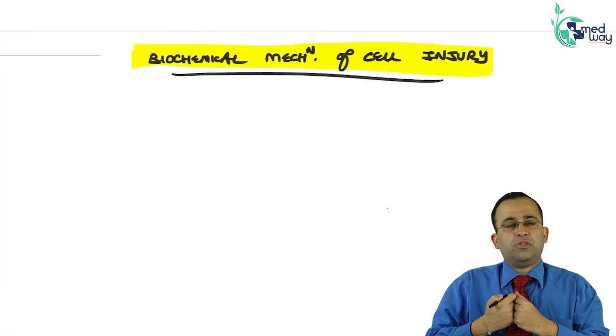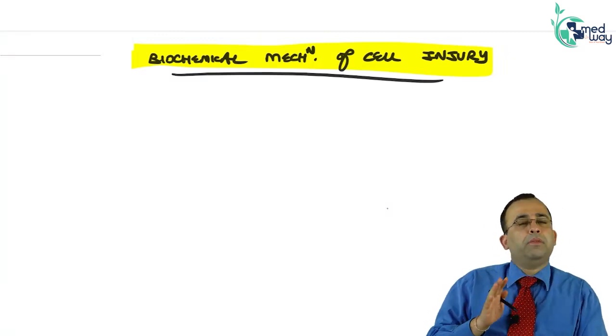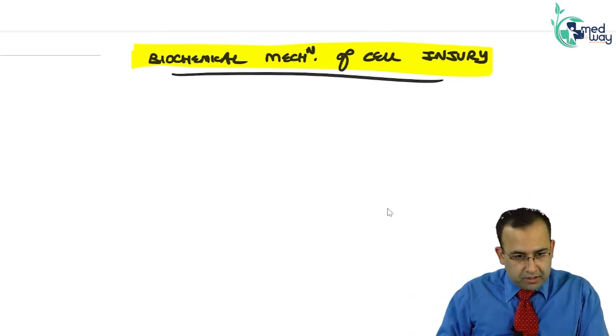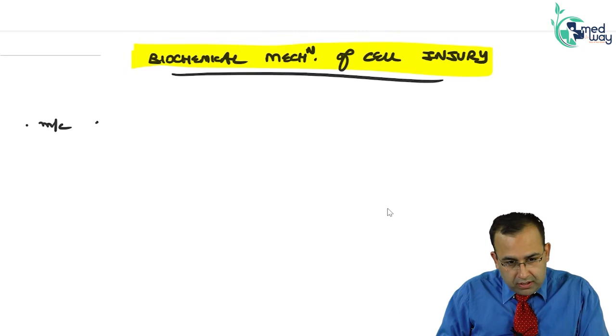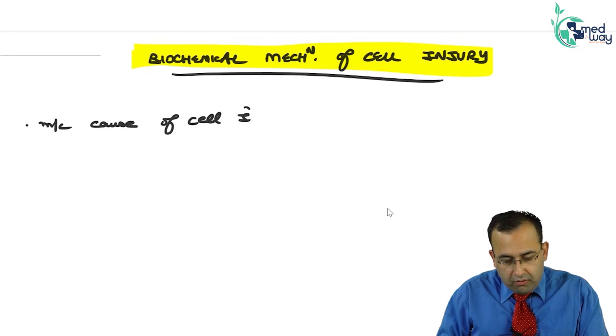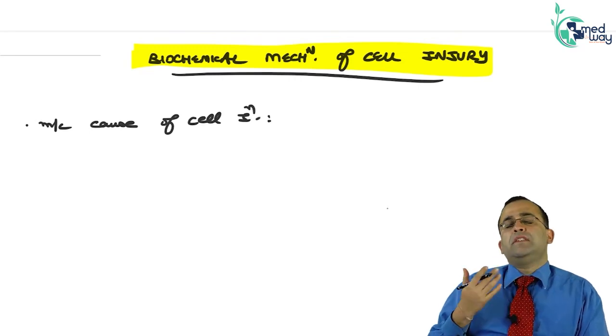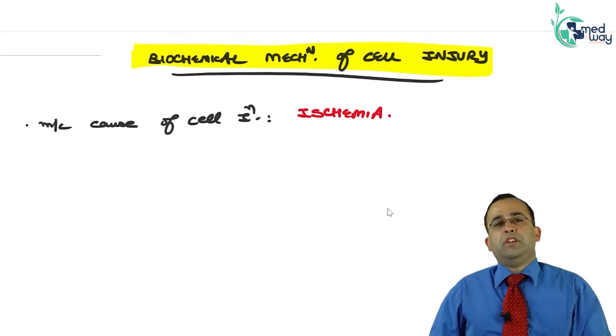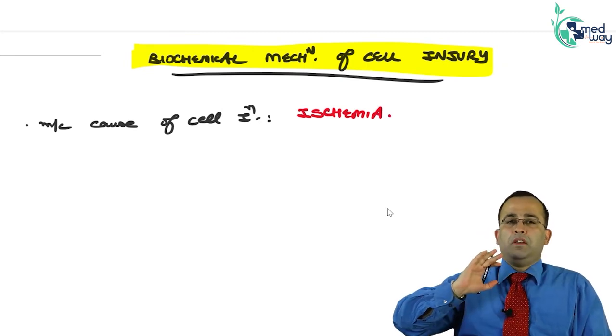So this gets us to a second topic, that is biochemical mechanisms of cell injury. Now before I even start with the biochemical mechanisms, tell me this, which is the most common cause of cell injury? The most common cause of cell injury is ischemia, that is reduced blood supply to the affected organ.